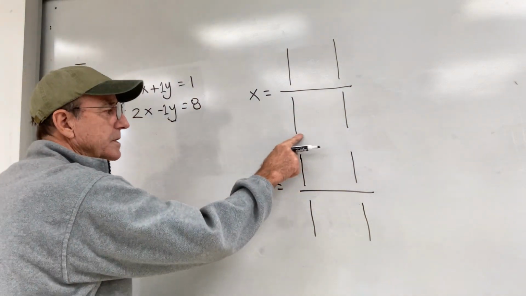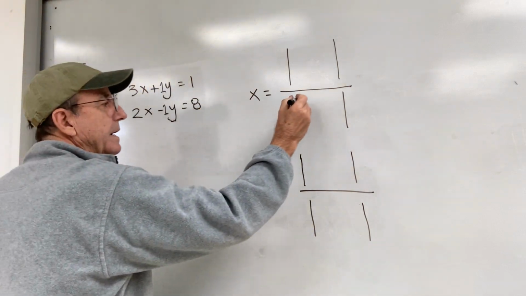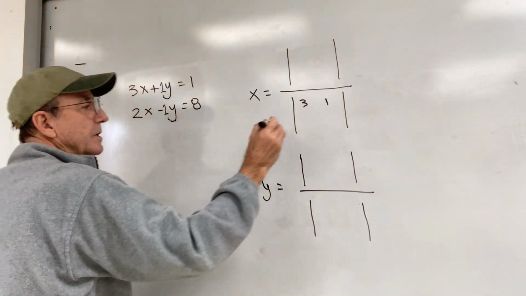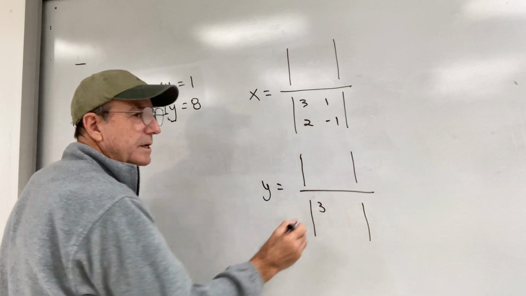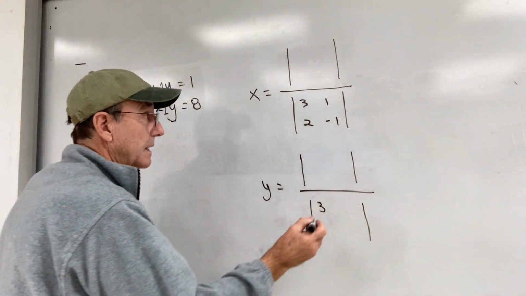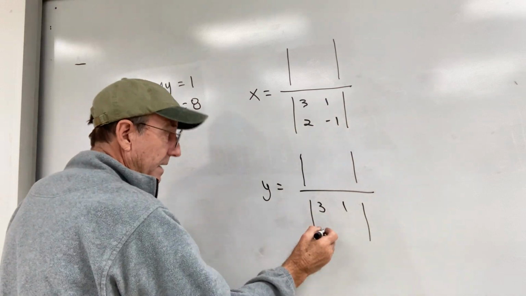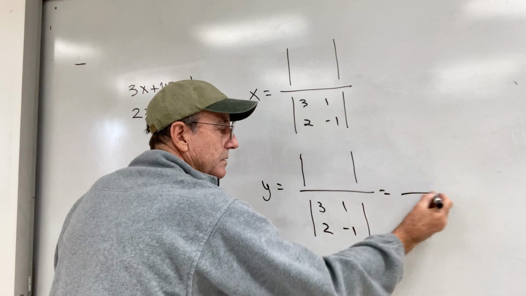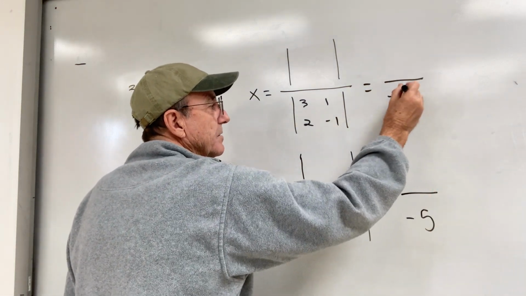First of all, start with the denominator. The denominator is going to be the determinant created by the coefficients, 3, 1, 2, and negative 1. And remember, we needed that when we did the inverse. We did this before, this was what, negative 5. So we already know that answer. So you can write negative 5 on the bottom.